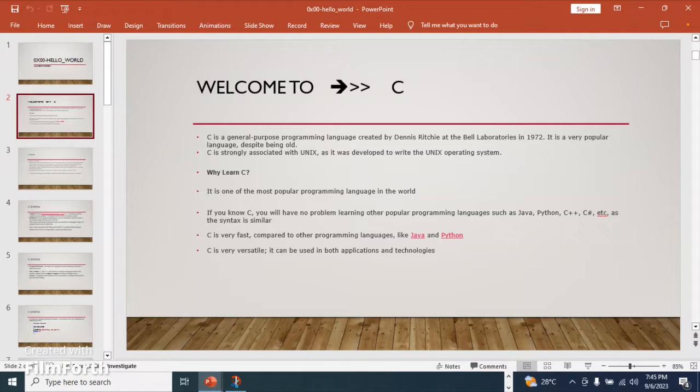So let's continue. Why do we have to learn C? C is one of the most popular programming languages in the world. If you know C, you will have no problem learning other programming languages, because Java, Python, C++, and C Sharp are all in the family of C. The syntax is very similar. C is very fast compared to other programming languages like Java and Python. We'll talk about why later. C is a very versatile language and it can be used in both applications and technology.